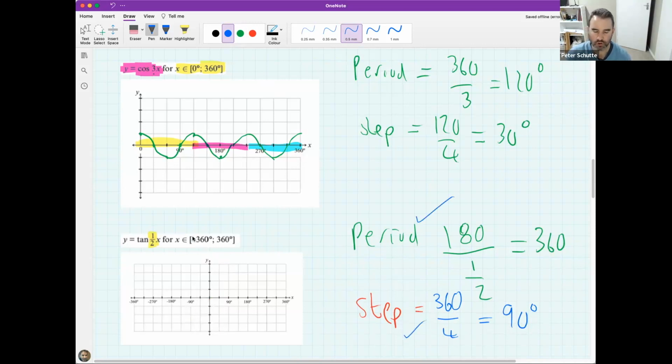Okay, now you have the period of this graph, you have the step size. I want you to try and draw for me the graph of tan a half x over the domain minus 360 to 360. And I want to give you 2 minutes by yourself before I start plugging things in on the calculator. Give it a go.